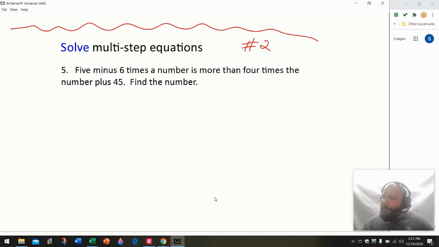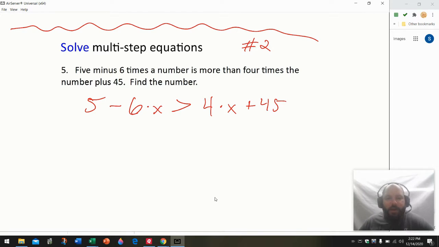So it says 5 minus 6 times a number. So that's going to be 5 minus 6. Now, this is where it's tricky. Times a number. We do not know what the number is, so we're going to call it x. And then it says is more than. More than is the same as greater than. So is more than 4 times the number, there again an x, plus 45. And then it says find the number, which means solve the inequality.